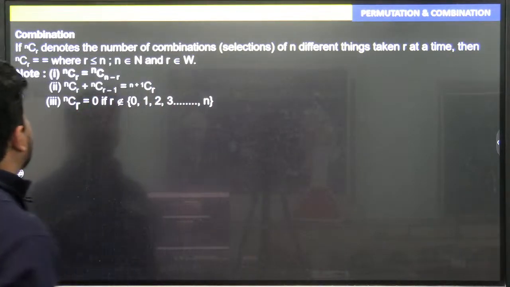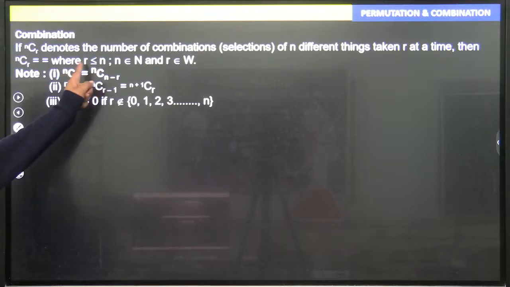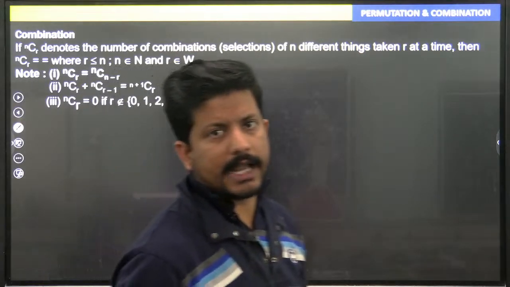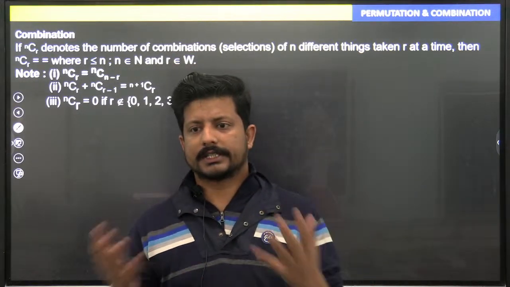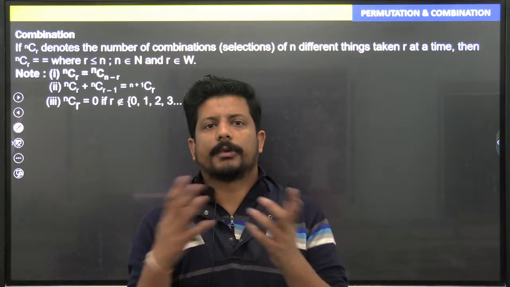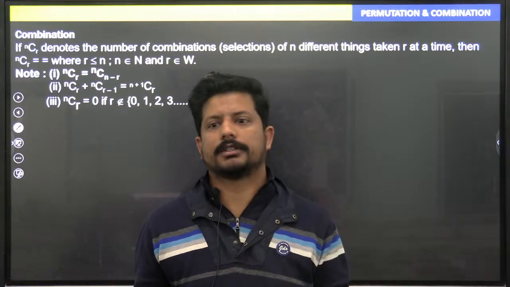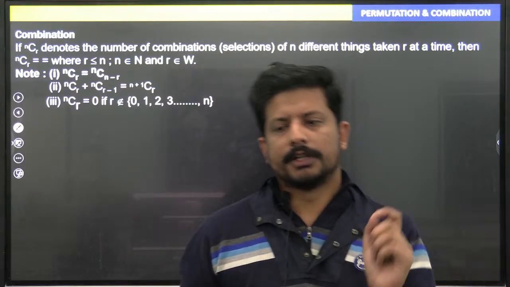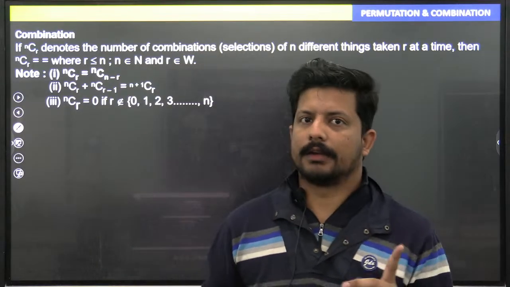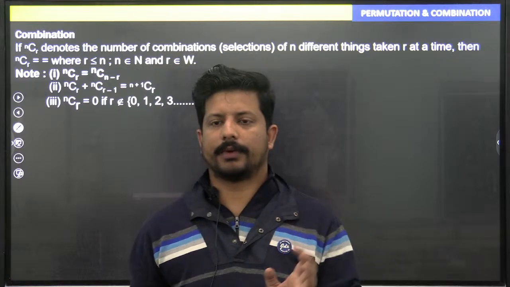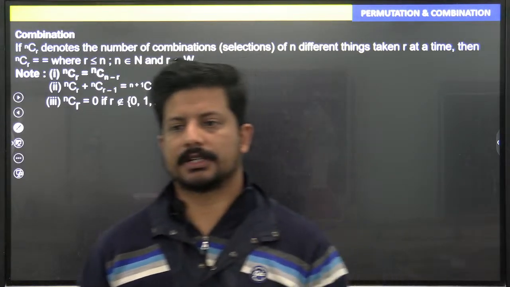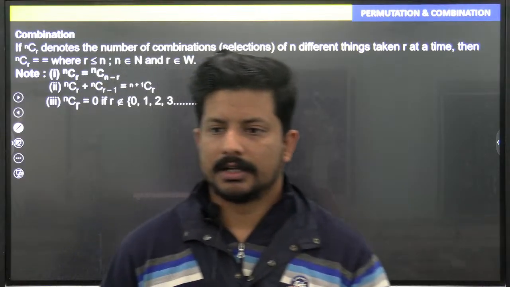Then nCr, where r is what? r is less than or equal to n, n belongs to natural numbers and r belongs to whole numbers, because it is quite possible that we have 15 members and no one is selected. There are 30 members in a class and everyone fails, so no one passes to the next class. That can happen. So the r value is from 0 to n, but n is your natural number.